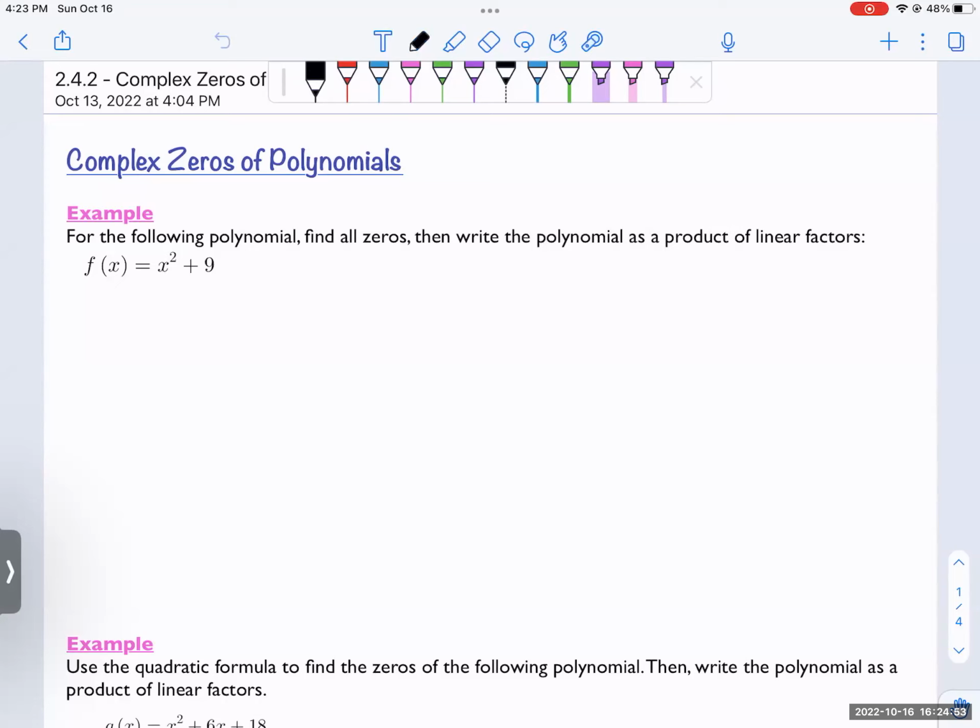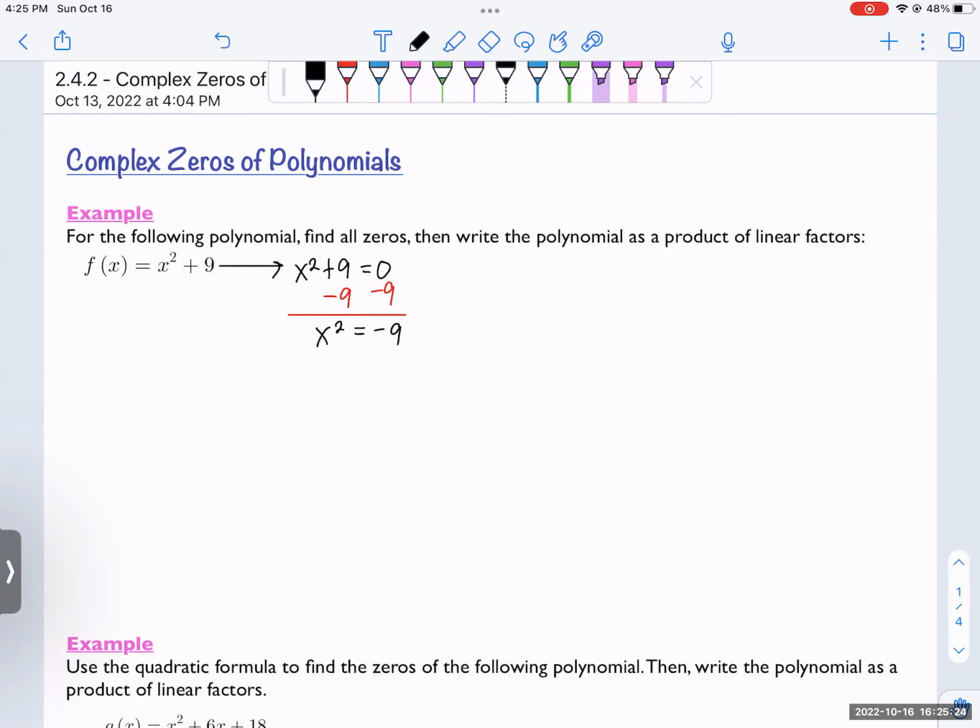To find the zeros of a polynomial in general, you're setting the polynomial equal to 0 and solving for x. Previously, x squared plus 9 was not something we could solve. It's called a sum of squares, and it was unfactorable. But when we're given the breadth of the complex numbers, we actually can factor this. So I'm going to subtract 9 on both sides and get x squared equal to -9.